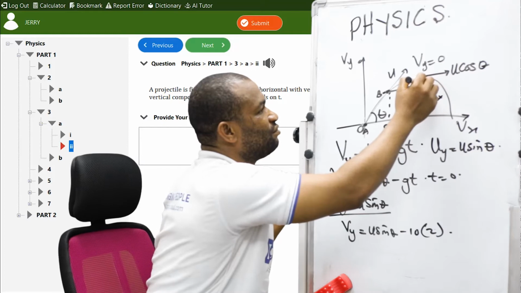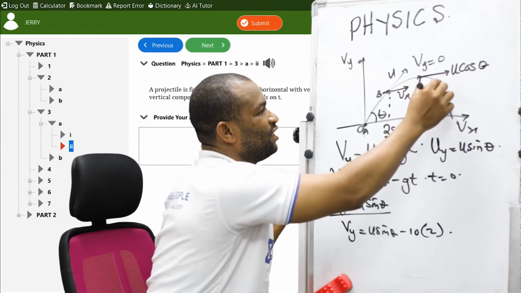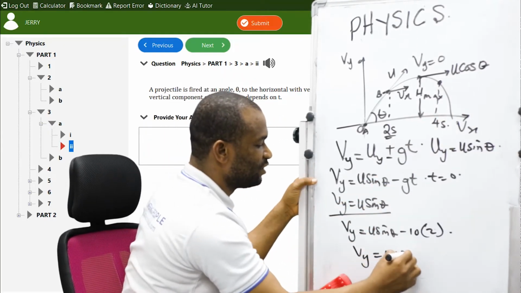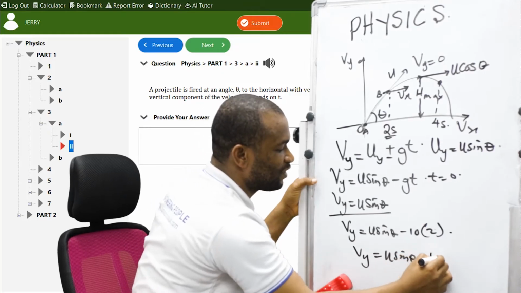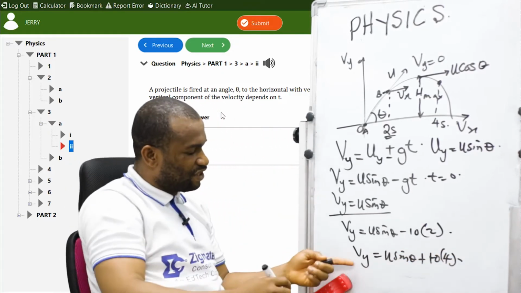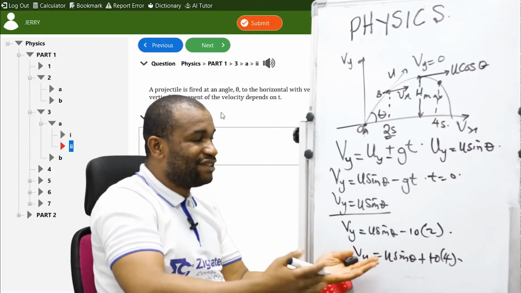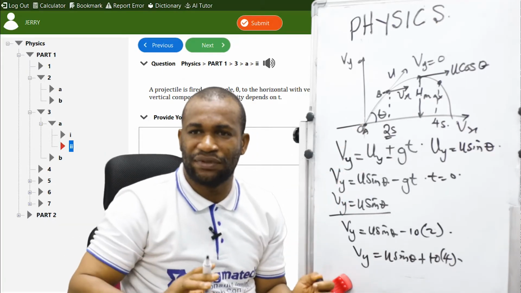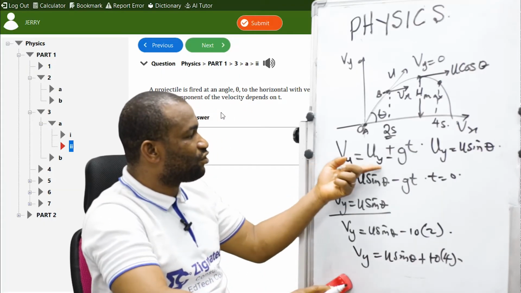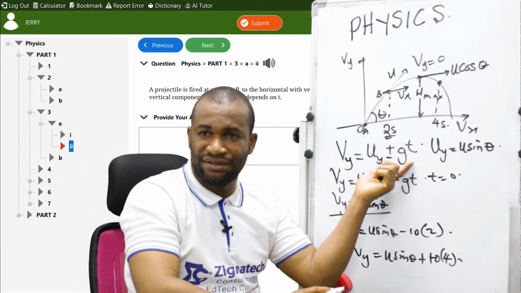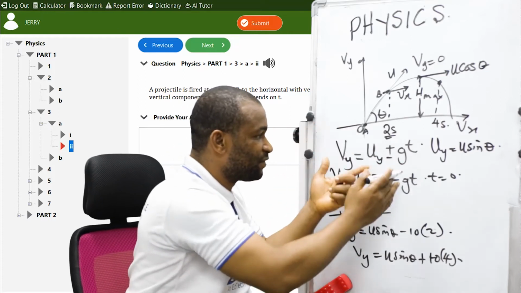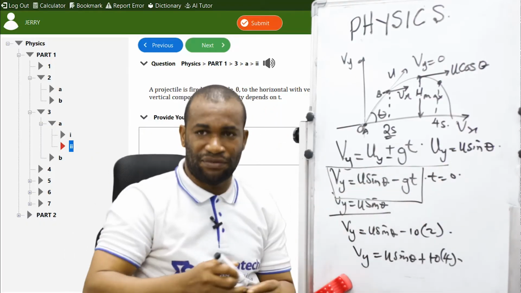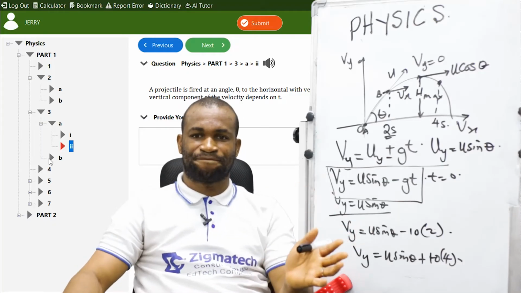When it gets to, let's say this point, when time is 4 seconds, what will happen? Vy is going to be U sine theta, let's say plus 10 times 4 seconds. So another value of V is going to be changing. Why is it changing? Because whenever the body is on the vertical component, this equation is dependent on the gravitational field or gravitational force. So because gravitational force is involved, this formula is dependent on time because g is involved. That's what I would say there.